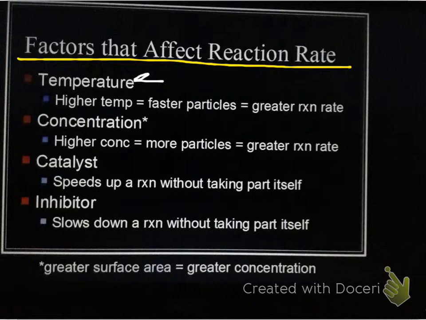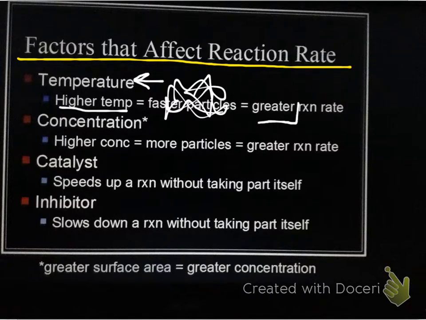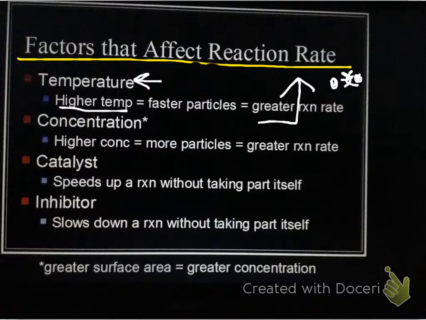The first is temperature. So, when you have a higher temperature, that means your particles are moving faster, and that gives you a greater reaction rate. The reason for this is, in order for a reaction to occur, particles have to hit each other, and they have to hit each other with enough force and at the right angle in order for a reaction to occur. If you've got particles moving faster, the likelihood of this happening goes way up.